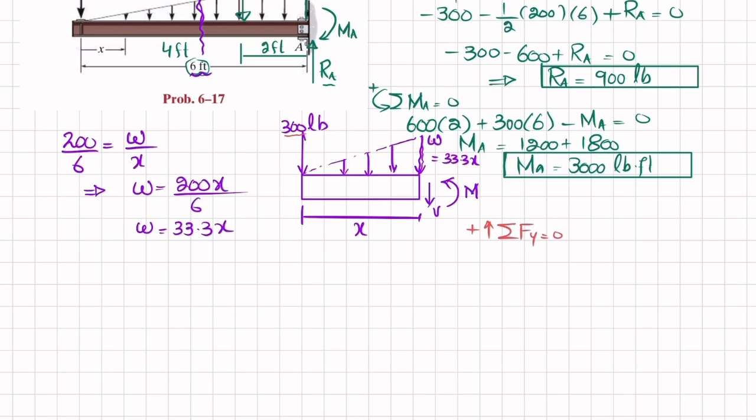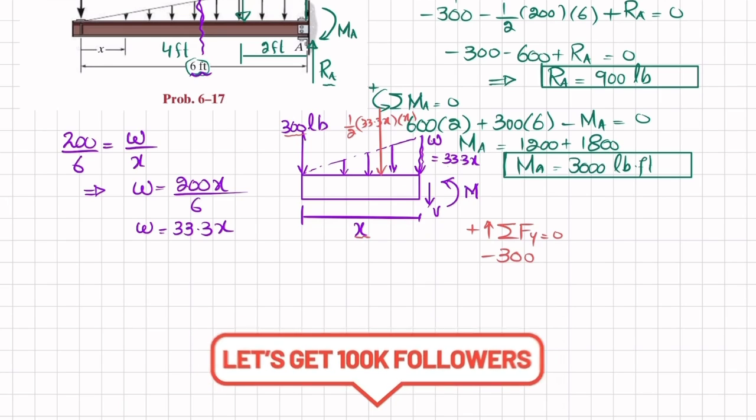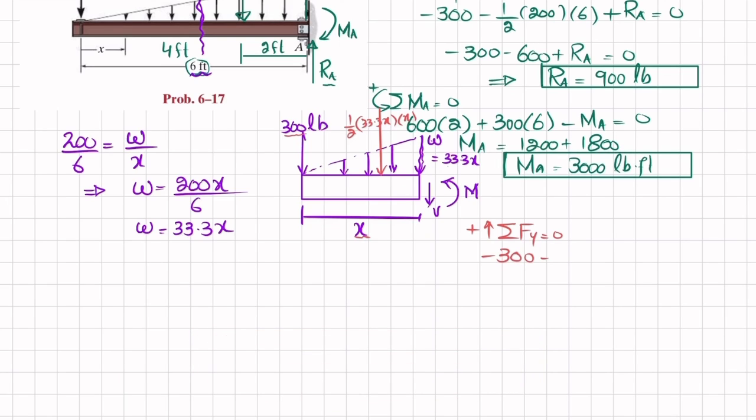One force is 300, that is downward, so minus 300. The second force is this triangular load, and when this is converted into a point load, it will be equal to 1 over 2 into 33.3x, and the length, which is x. So I will write minus 33.3x divided by 2 into x. Clear? And the another force is this shear force, which is minus V, is equal to 0.